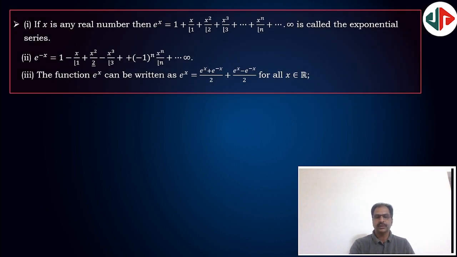Let us discuss the synopsis on hyperbolic functions. If x is any real number, then the exponential series is given by e power x is equal to 1 plus x by 1 factorial plus x square by 2 factorial plus x cube by 3 factorial, and so on up to infinity. This is known as the exponential series, which is an infinite series. This expansion contains an infinite number of terms.